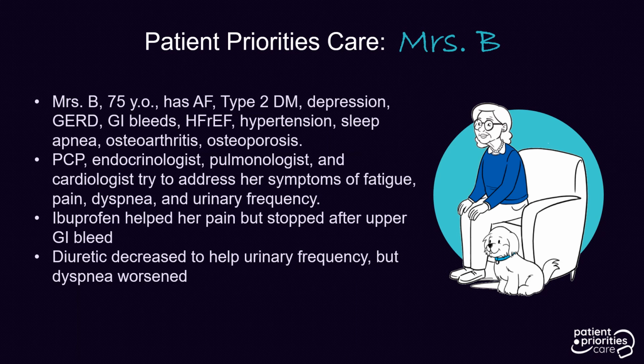Mrs. B is a 75-year-old. Her story is typical for an older adult with multiple chronic conditions. She has atrial fibrillation, diabetes, depression, gastroesophageal reflux disease, a few hospitalizations for a GI bleed, heart failure with reduced ejection fraction, hypertension, sleep apnea, osteoarthritis, and osteoporosis. She sees a number of specialists in addition to you. Often her main complaints during these visits include a combination of fatigue, dyspnea, pain, and urinary frequency.